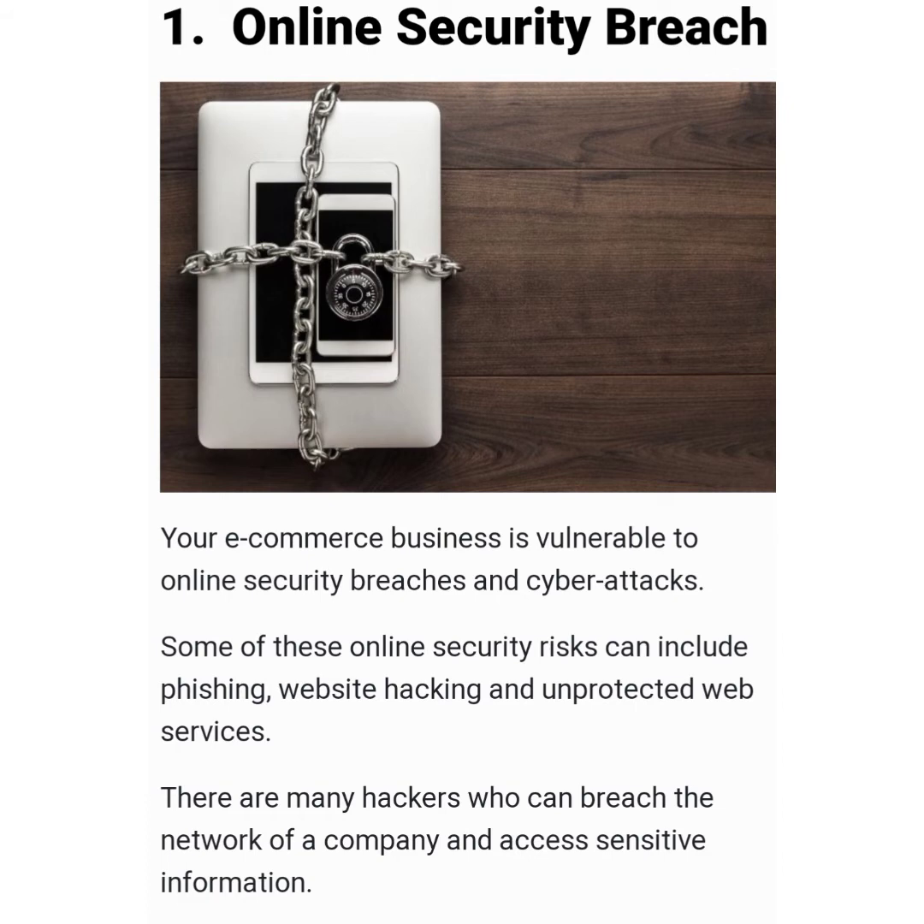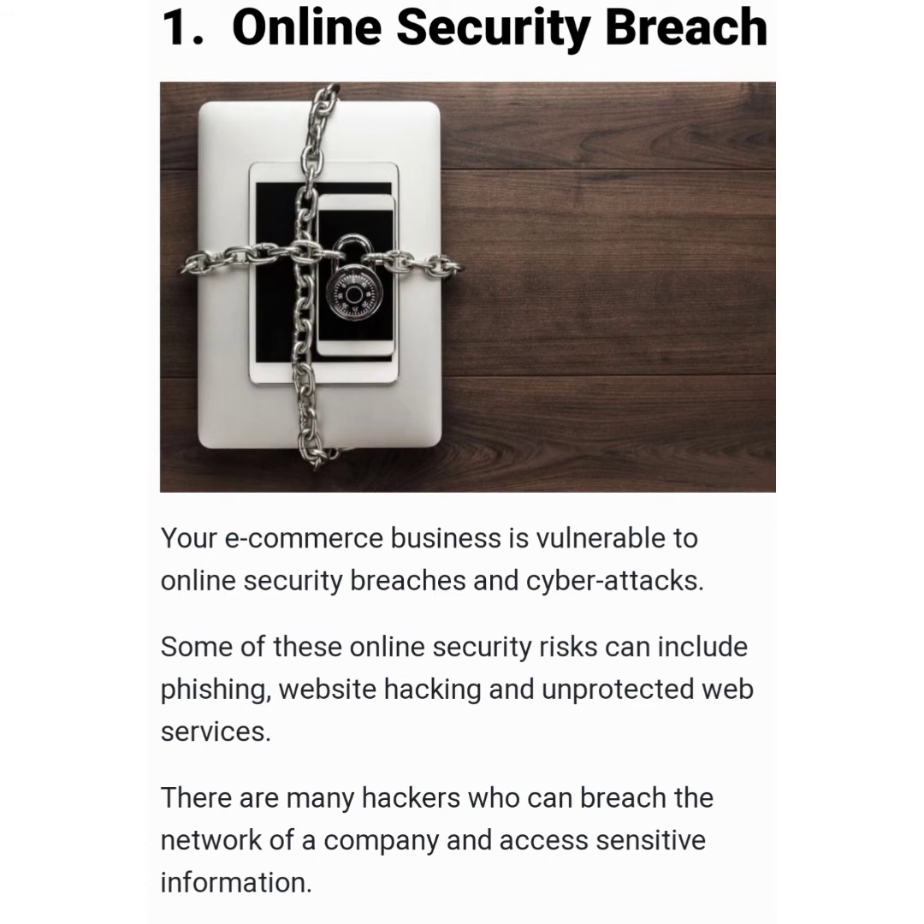One may broadly discuss these issues under three heads. They are transaction risk, data storage and transmission risk, and threat to intellectual property and privacy risks. The important risks involved in e-business are: first one, online security breach.